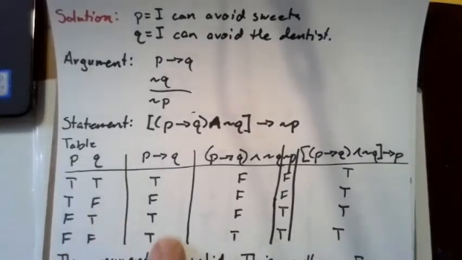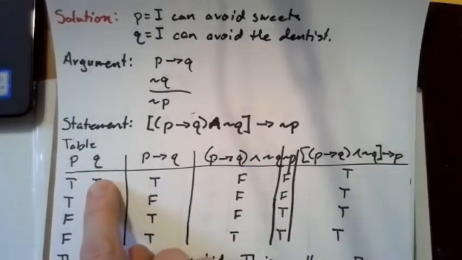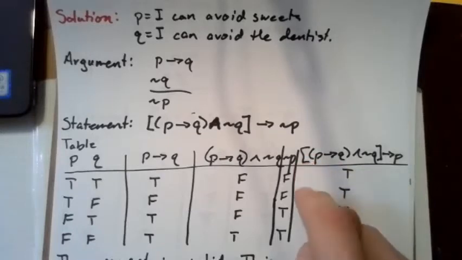Here, each of these three cases, not Q is false because Q is true. Here, P implies Q is false. Again, Q is true, so this is false. So we have false, false, false, true. Here, we've got false, false, true, true, just depending on the value of P.